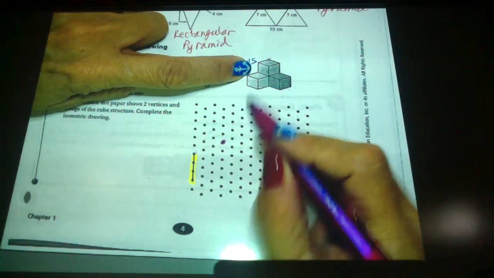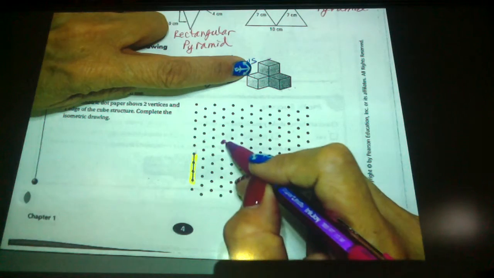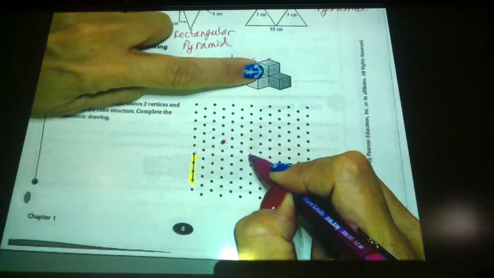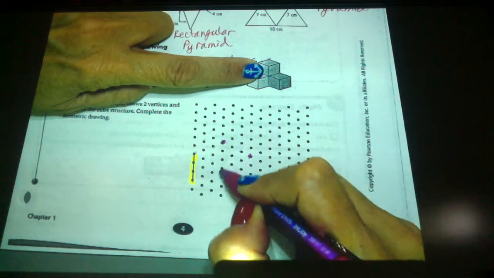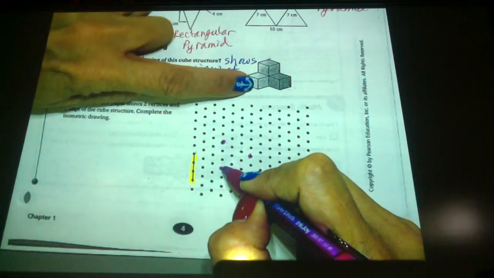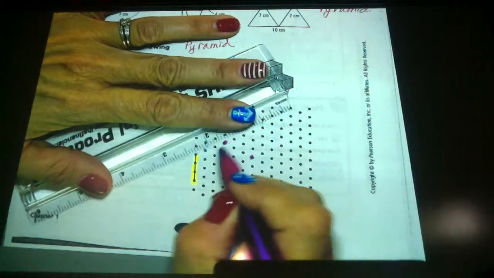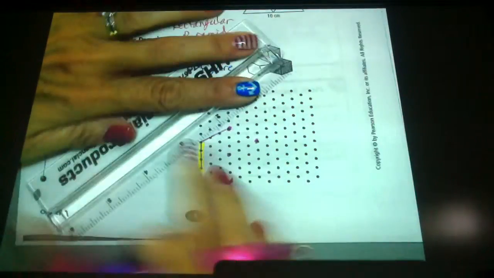And then I want this top edge, so I've got 1, 2, 3. And then this edge, 1, 2, 3. And then go straight down, 1, 2, 3. And let's go ahead and connect those. So we end up with the front left cube.